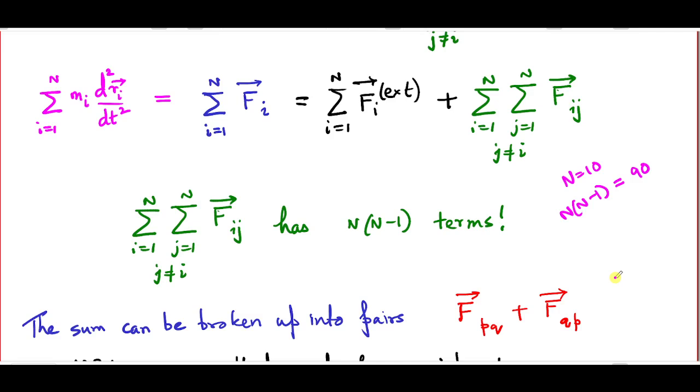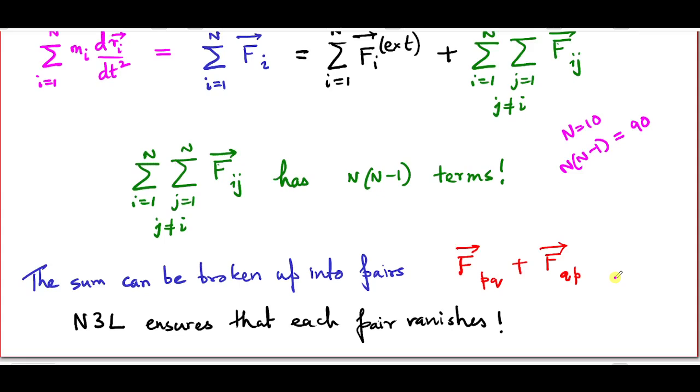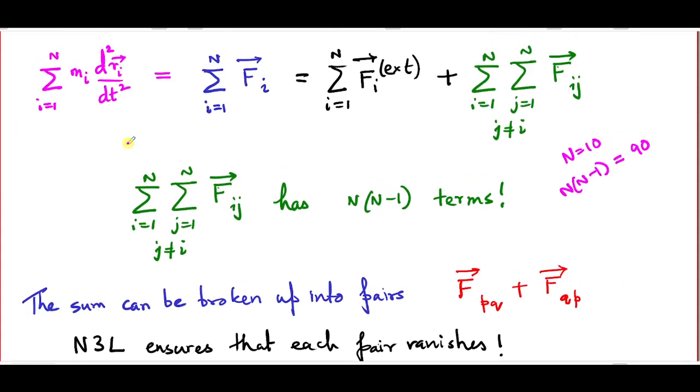FPQ plus FQP will always vanish because the two forces, being action-reaction forces, have to be equal and opposite to each other, and their vector sum is 0. And therefore, Newton's third law ensures that each pair in this sum vanishes, and since the sum is made out of pairs just like these, and only pairs such as these, the sum, this big double sum, will vanish at the end.